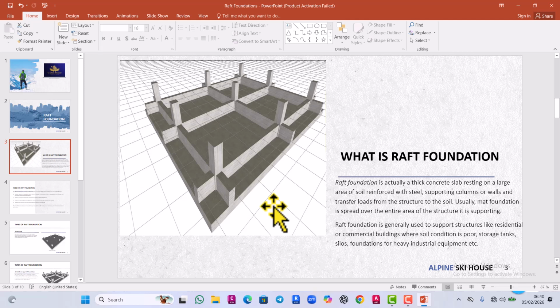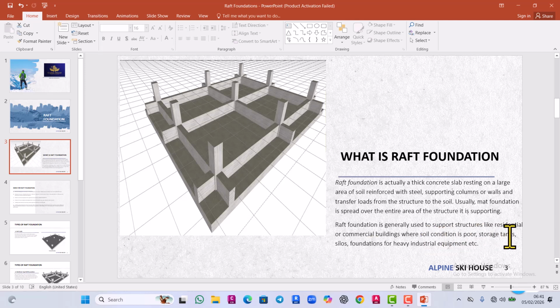There will be less stress on the soil. Covering more areas of the soil means we are bringing much more soil to carry the structure at the same time, thereby reducing the stress on the soil. But when you do the footing, it will be a small amount of soil carrying a particular column, so the stress will be much at that area. That's the principle of what raft foundation is. And like I said, you use it for residential and commercial buildings where the soil condition is poor.